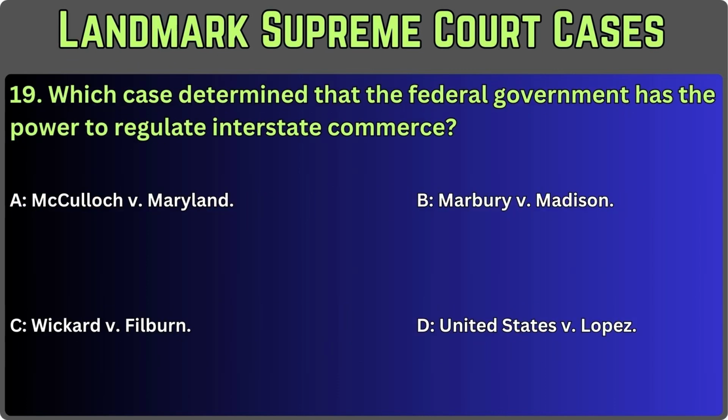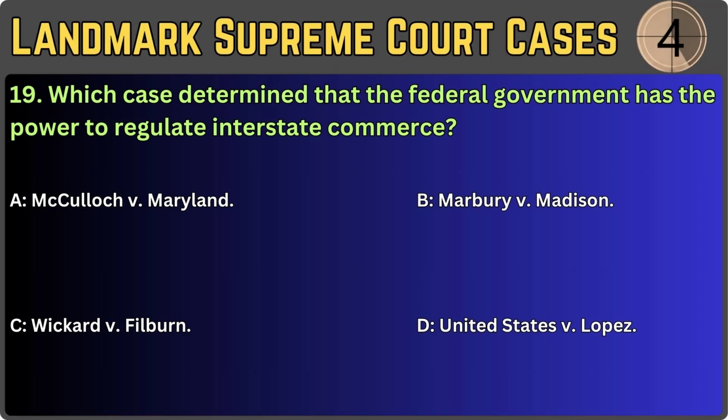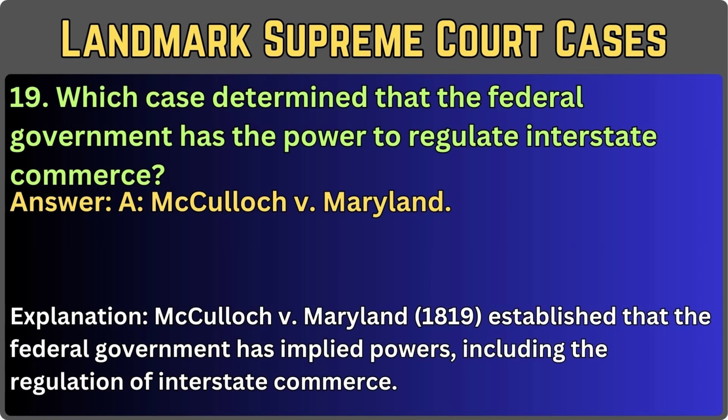19. Which case determined that the federal government has the power to regulate interstate commerce? A. McCulloch v. Maryland. B. Marbury v. Madison. C. Wickard v. Filburn. D. United States v. Lopez. Answer: A. McCulloch v. Maryland. Explanation: McCulloch v. Maryland, 1819, established that the federal government has implied powers, including the regulation of interstate commerce.